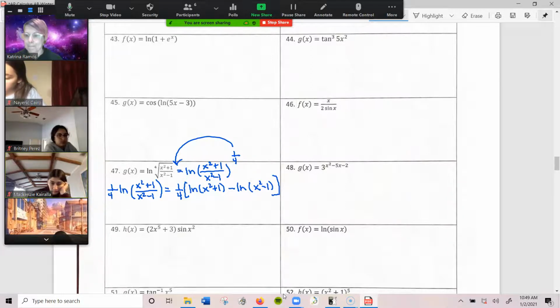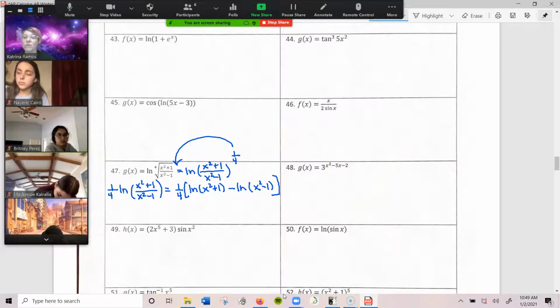Is this okay? So what I've done here is I've rewritten this function to make it easier for me to now find the derivative. Exactly. Yes. I'm not doing chain rule here because that's going to be a nightmare.